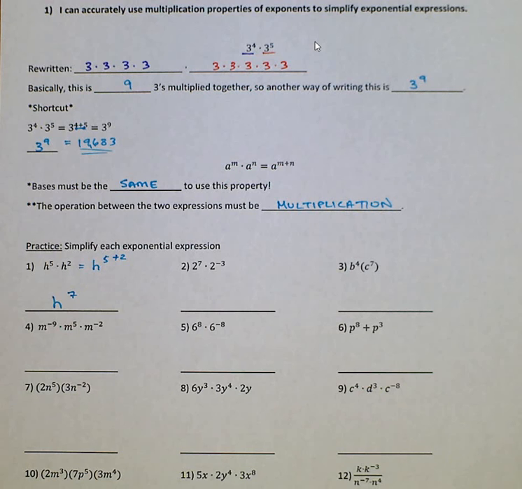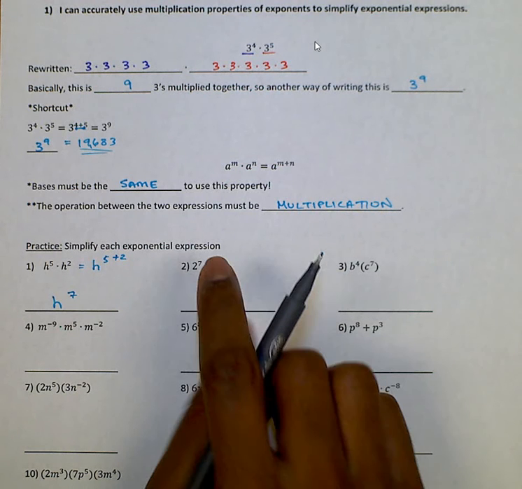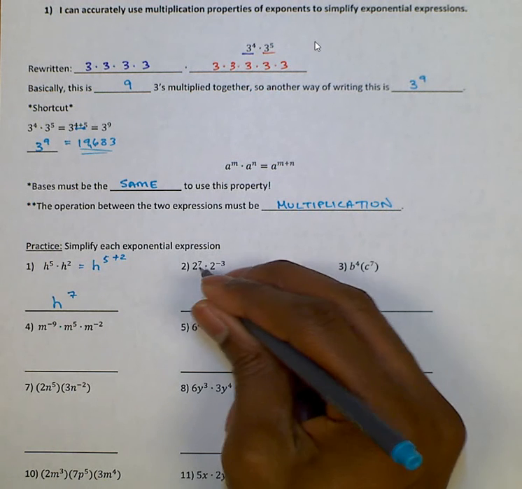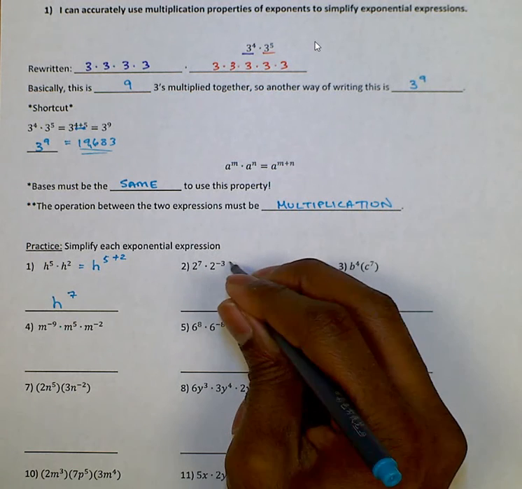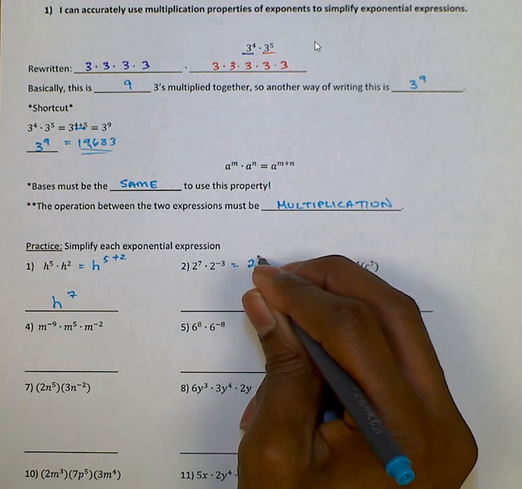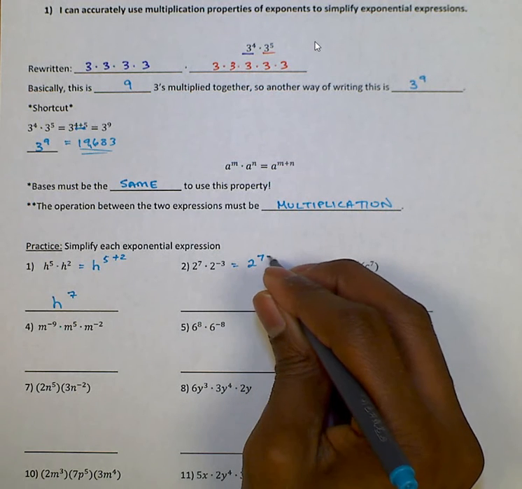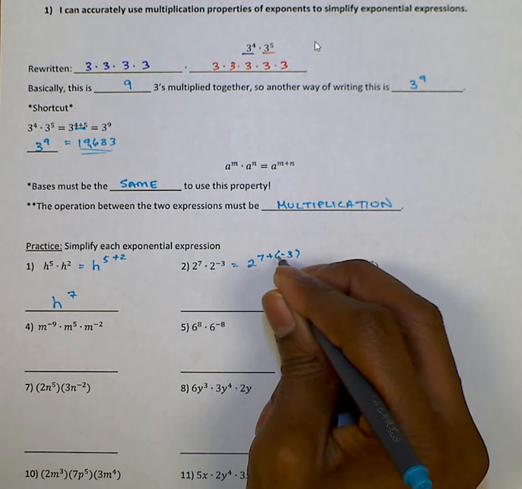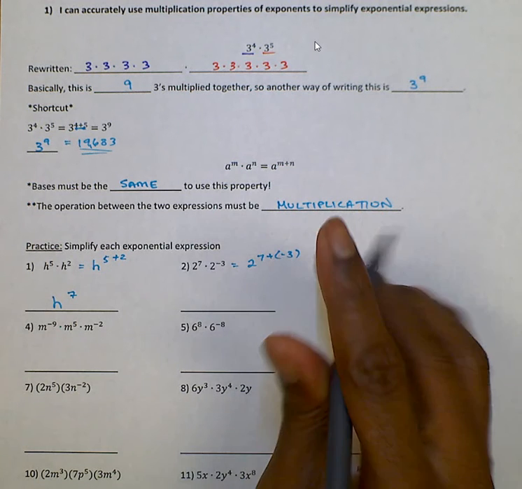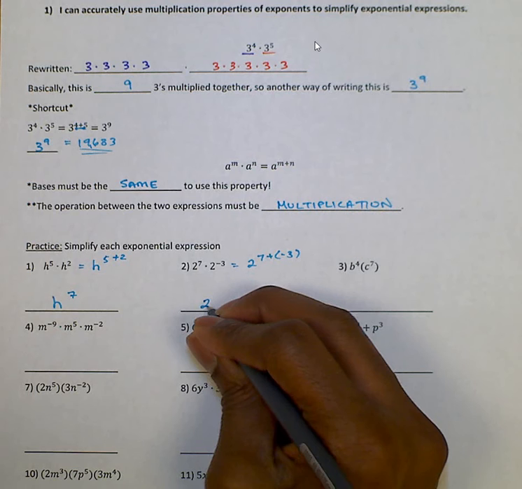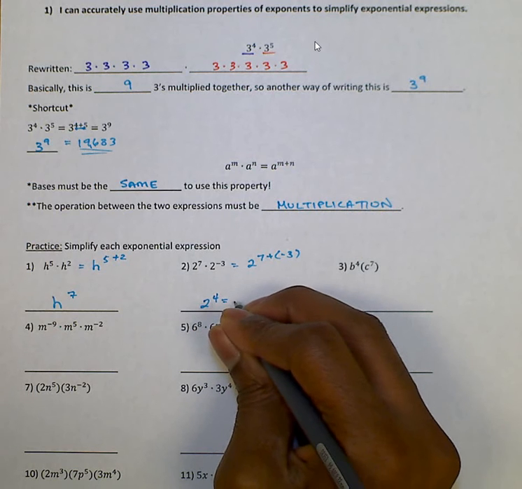We have 2 to the 7th times 2 to the negative 3rd. We could move this to the denominator if we wanted to, but that would add steps in this case. So we have 2 to the 7th plus negative 3. Plus a negative is just minus, so 7 minus 3 is 4. So we have 2 to the 4th power. You can leave that there, or you can change it to 16.